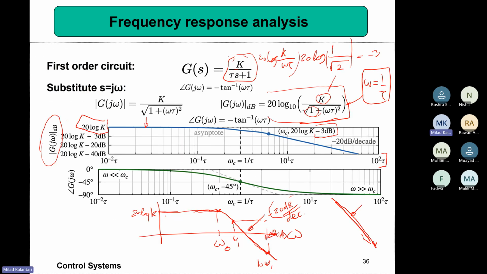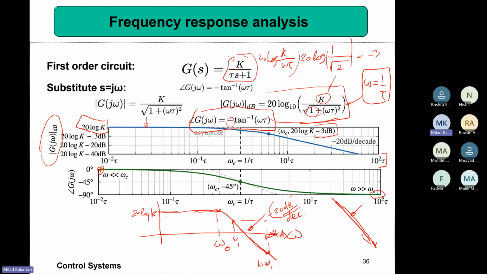So how about the phase? For the phase, we have this equation. At very low frequency, there is no phase. Tangent inverse of almost 0 is 0. At the very high extreme, when omega tau is going to infinity, what is the tangent inverse of infinity? Pi over 2. And since it's a pole, it is negative pi over 2. So starting from 0, the phase goes to negative 90 degrees, or pi over 2.